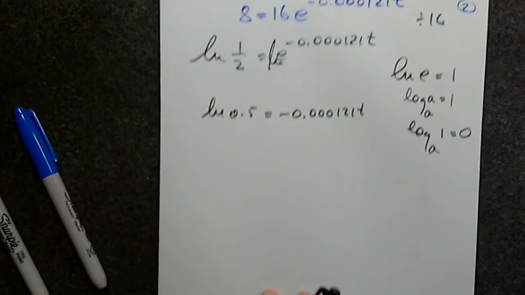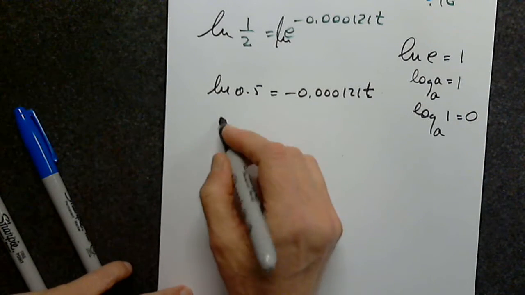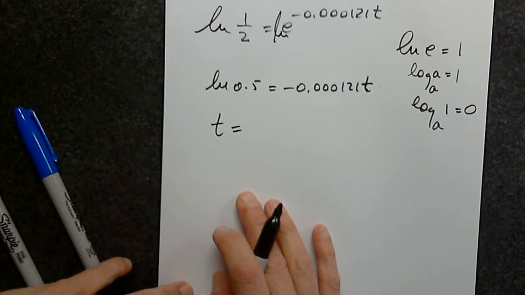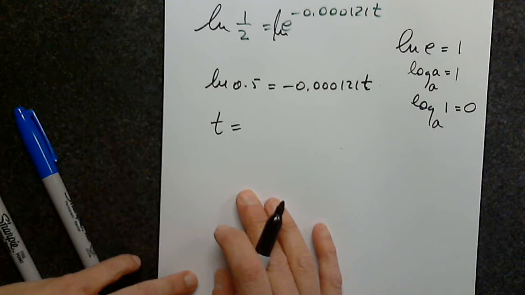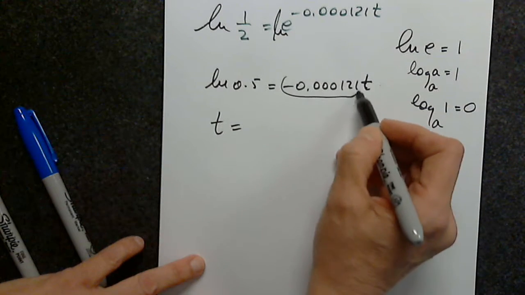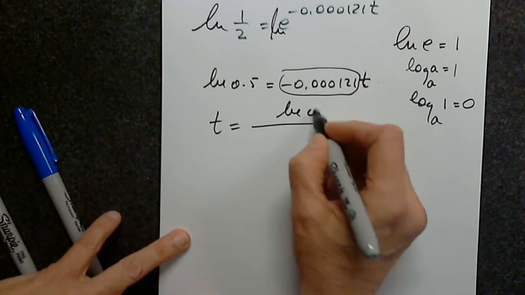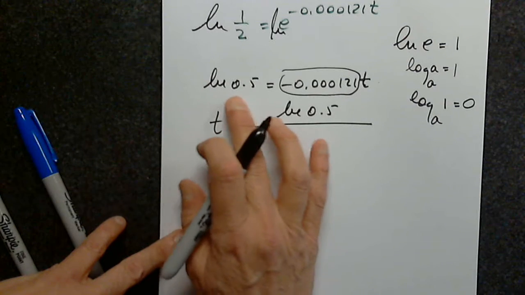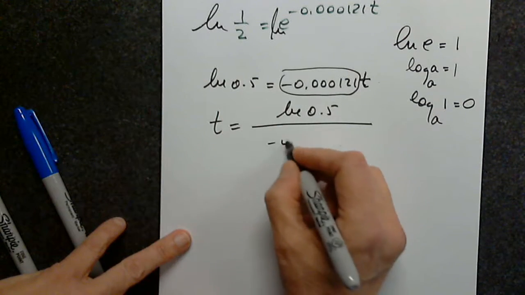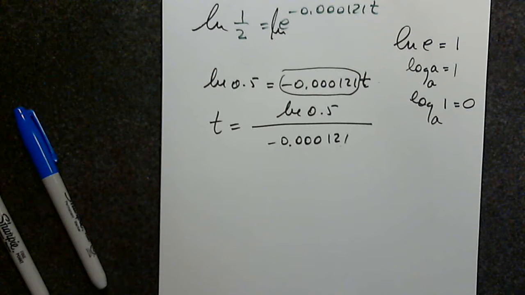Very good. Okay, so then I'm solving for t. All I have to do to both sides is divide by this, both sides, to get t. Is that okay? So natural log 0.5. Remember, you cannot separate these two. They have to go together. Negative 0.000121. So let's put it in the graphing calculator.